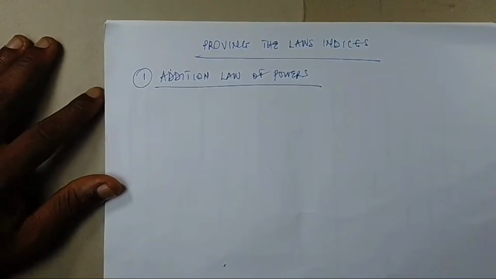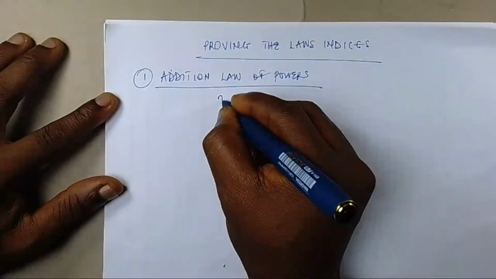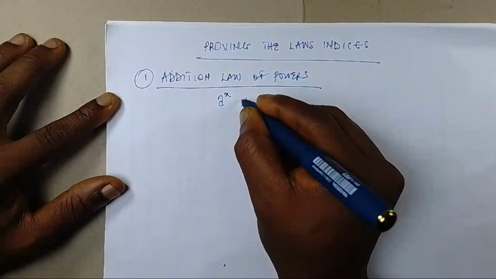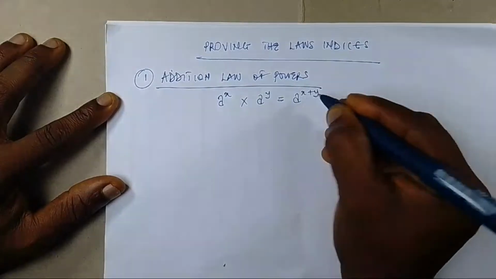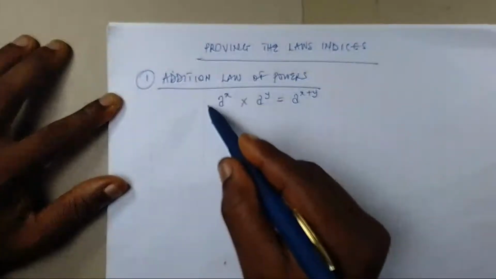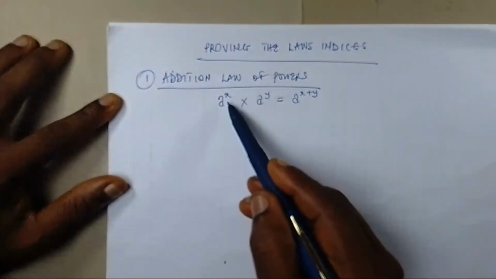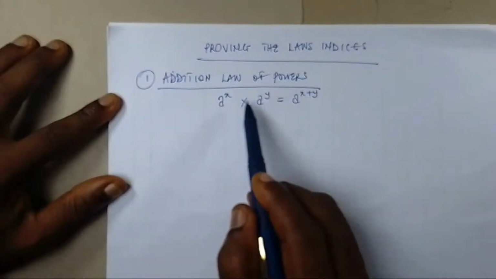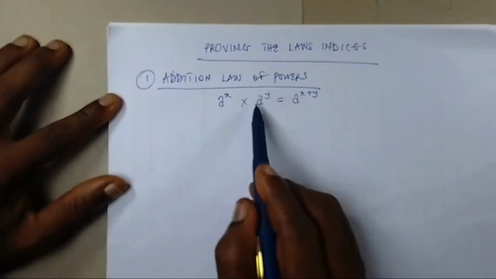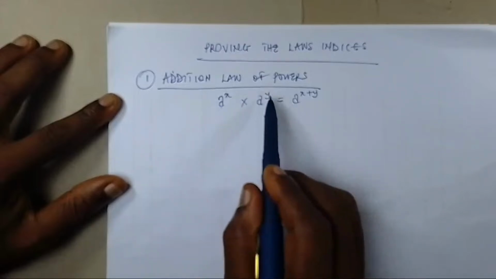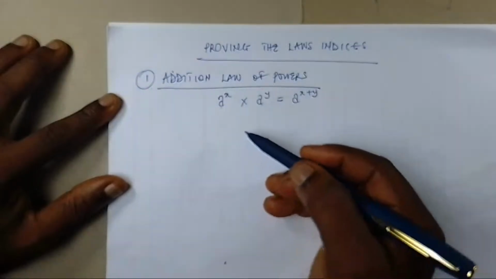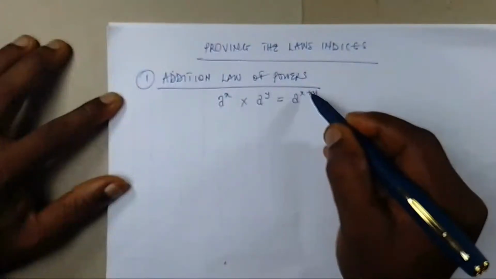So let's see what this law is all about. The law states that a raised to power x times a raised to power y is equal to a raised to power x plus y. Please take note that this law simply tells you that if you multiply two numbers in index form such that the bases are the same, a and a, and x and y are two different powers, then the law demands that the powers be added in that base.